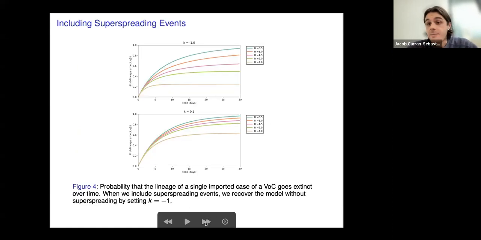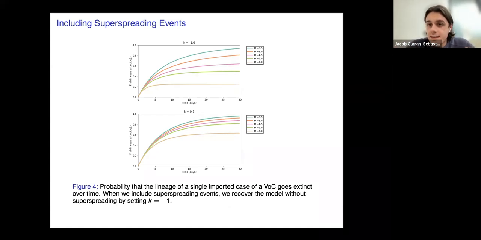So just as an example of this, what happens if we introduce superspreading events? So k equals -1, the top one, is the vanilla model where we don't have superspreading. And then below we have k equal to 0.1, which some people were estimating for COVID to be the appropriate choice of k. And what you can see is that if we're plotting the probability of extinction of a single lineage of cases of COVID, when you have superspreading events, you actually have a higher probability of extinction.